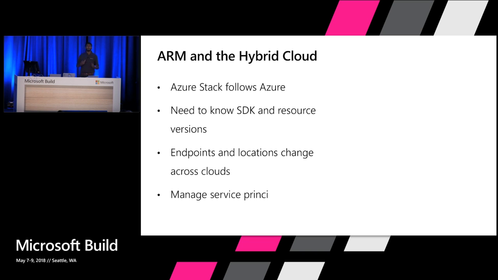This means that when you develop for the hybrid cloud, you'd have to keep track of your different SDK versions. Which SDK supports this API version, and which API versions does the Azure Stack I'm targeting have? You have endpoints and locations that change across clouds. Azure Stack deployments have the ability to change their region name. They can make their region my basement, or my data center, or Stockholm. Pick it. And you have to manage service principals. Service principals are service accounts that allow you to log in programmatically to Azure Resource Manager. This all gets a little unwieldy. How do we fix it?